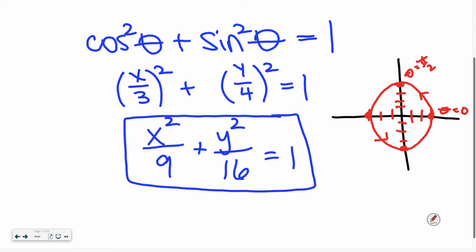Okay, so in your homework, you're going to have some problems I ask you to graph by making an XY chart. You're gonna have some problems I ask you to eliminate the parameter and then graph. So that's all your homework is. Please pay attention to when they ask you to use your calculator and when they don't. I don't want you to use your calculator unless it specifically asks you, but it could, so be ready for that.